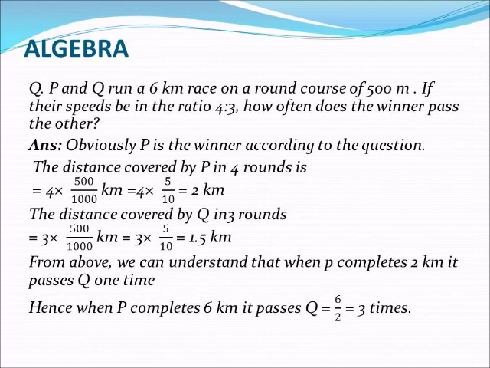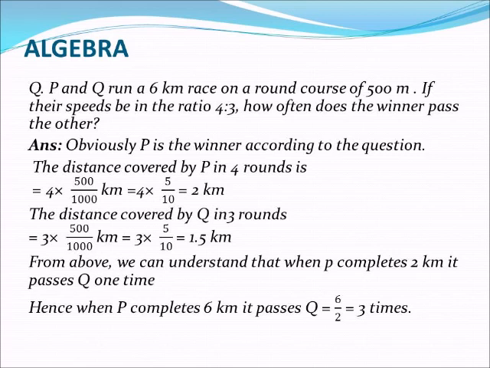Similarly, the distance covered by Q in 3 rounds is 3 into 500 by 1000 kilometer. 500 meter changes to 500 by 1000 kilometer, is equal to, two zeros deleted, then 3 into 5 by 10. That means 3 into 5, 15 by 10, means 1.5 kilometer.